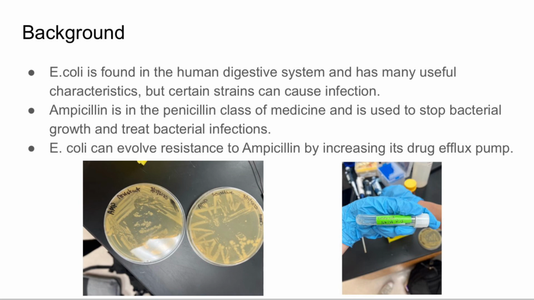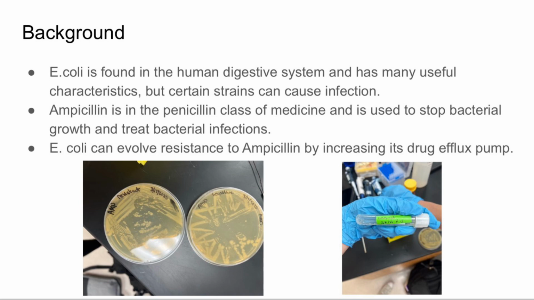Ampicillin is a medicine often used to stop the growth of bacteria. It is classified as a penicillin medication, and it can be used to treat several infections caused by bacteria, including GI infections caused by E. coli. E. coli's resistance to ampicillin is increasing.